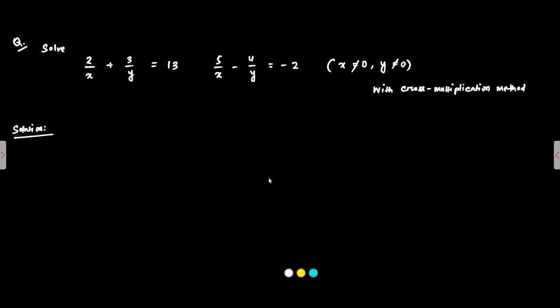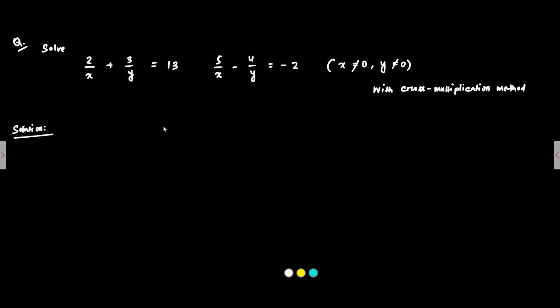So here is another question. There are two equations given by 2/x + 3/y = 13 and 5/x - 4/y = -2, with x not equal to 0 and y not equal to 0. We have to solve it with the cross multiplication method. We come across these kinds of questions while solving linear equations through the substitution and elimination methods. So first we'll write the equations in their present format.